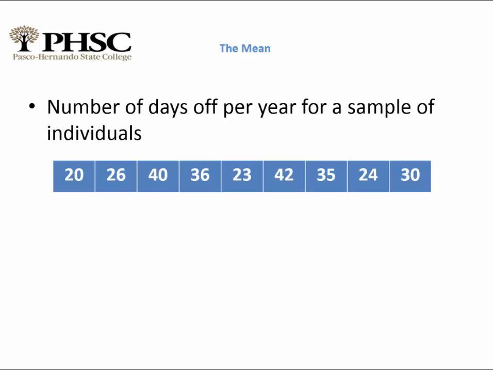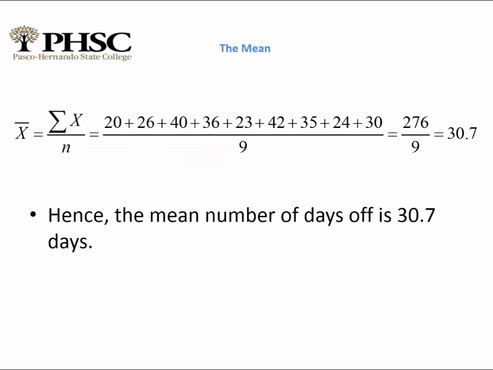So the first thing we're going to do is look at the number of days off per year for a sample of individuals. So what's the mean number of days off? Here we have our sample, and so we're going to use x bar. So the summation of x, we take all of our data points and divide by 9 because we have 9. So it's 276, the summation of x, divided by 9, and the average number of days off is 30.7.